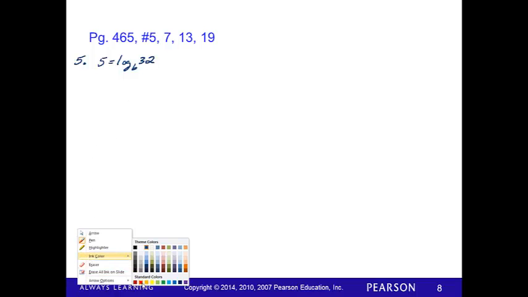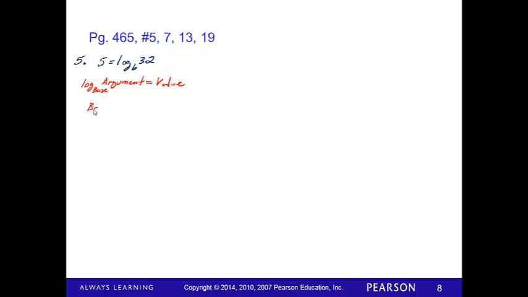All right, let's go in our books to page 465. We're going to start by looking at number 5. It says, write each equation in its equivalent exponential form. So this time we have 5 equals log base b of 32, and they want us to write this in the equivalent exponential form. Let me remind you that the log is written as log base of the argument equals the value.